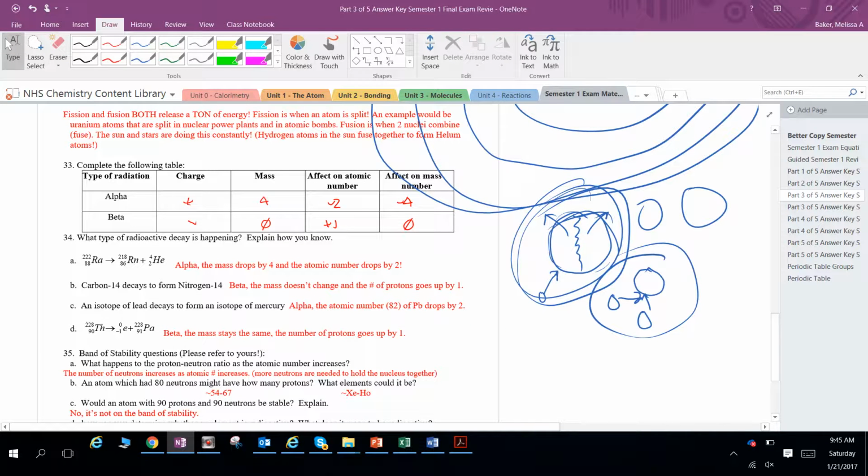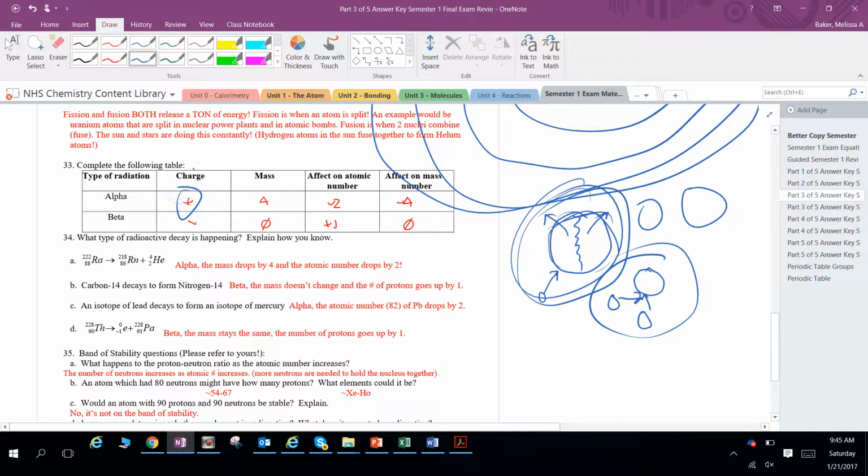Alpha and beta, more nuclear changes that can happen. This is talking about radiation. Radiation is when an atom naturally is decaying. It's falling apart, releasing small particles and energy. A lot of times you do not want to be around that. But there are some good uses too, like medical uses.